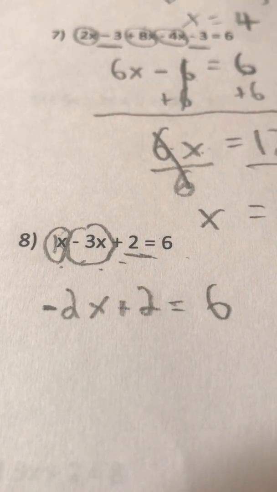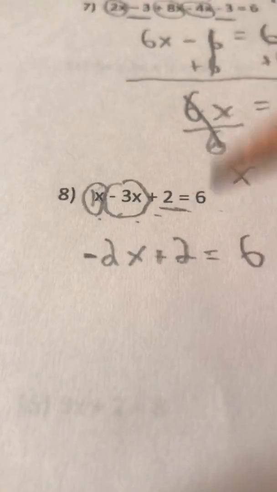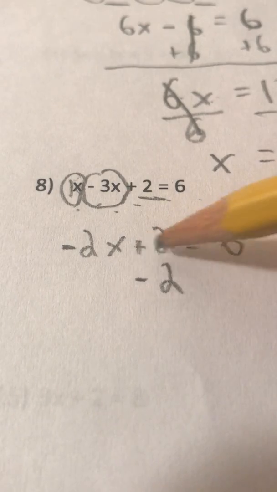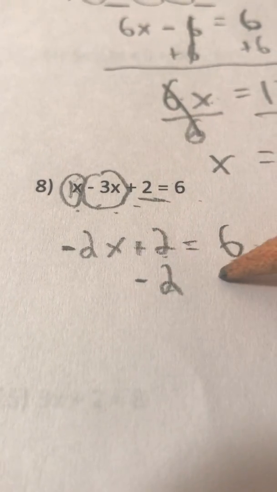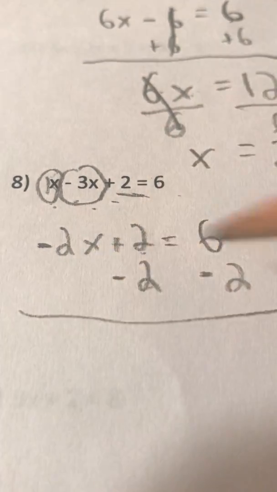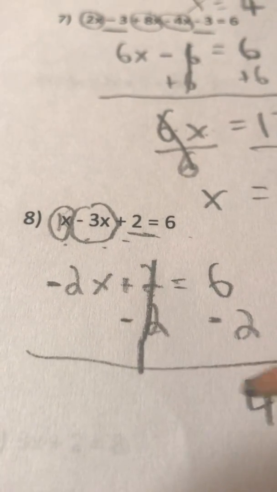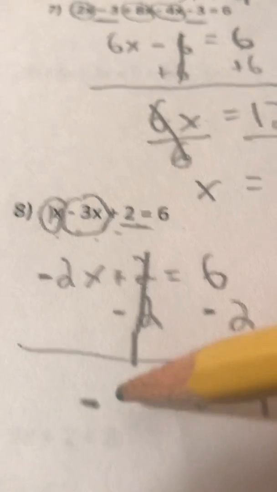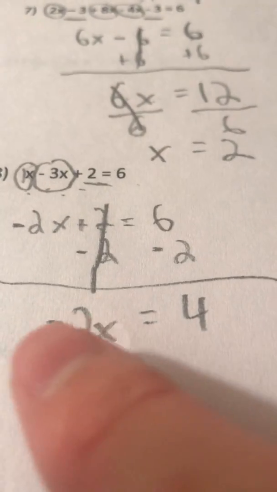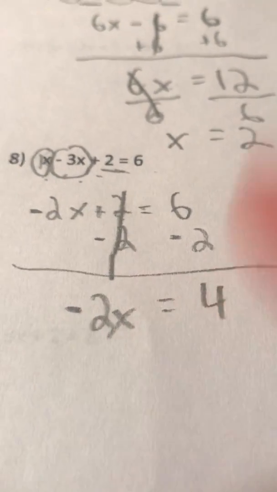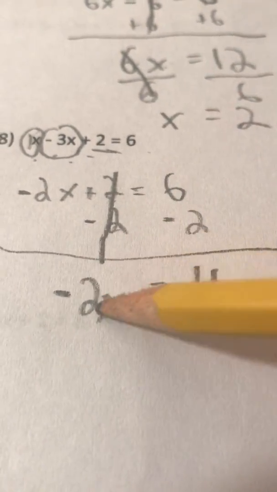We've combined like terms. So second, we got to get rid of the constant. It's plus 2, so I got a minus 2 to get rid of it. And what I do to one side, I do to the other. These 2's cancel out. 6 minus 2 equals 4. My bad. I forgot to add this thing. Minus 2x on this side. Or I should say negative 2x on this side. Negative 2x equals 4.